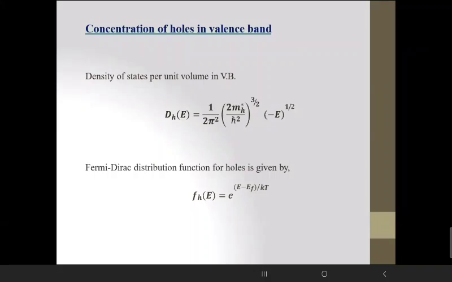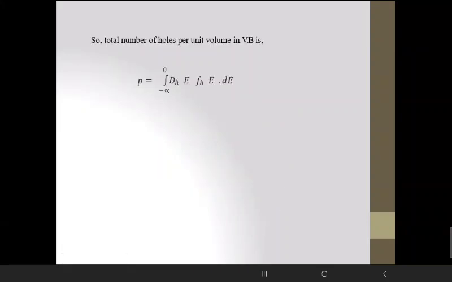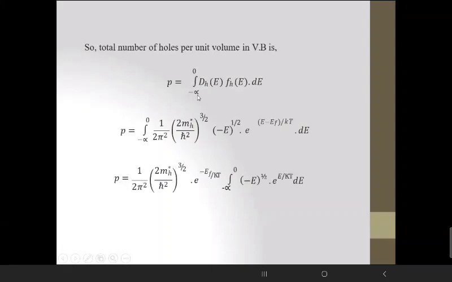Now, we will consider the concentration of holes in the valence band. This is our density of holes equation, and this is our Fermi function, which we already derived. So what you want to do is apply it here.